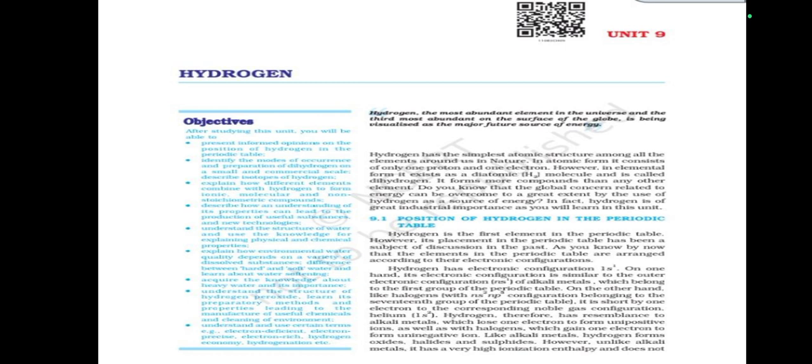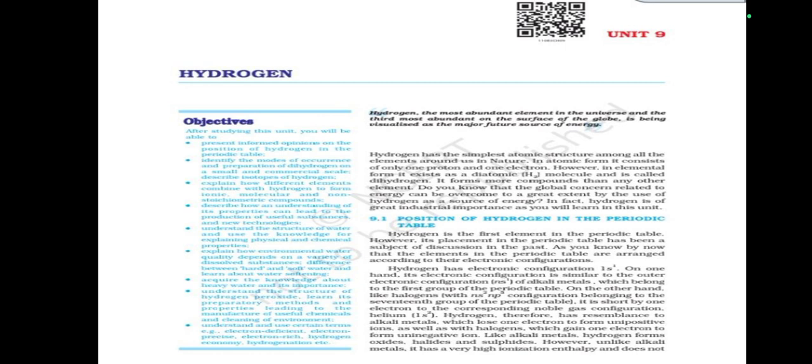Do you know that the global concern related to energy can be overcome to a great extent by the use of hydrogen as a source of energy? In fact, hydrogen is of great industrial importance, as you will learn in this unit. Position of hydrogen in the periodic table. Hydrogen is the first element in the periodic table. However, its placement in the periodic table has been a subject of discussion in the past.